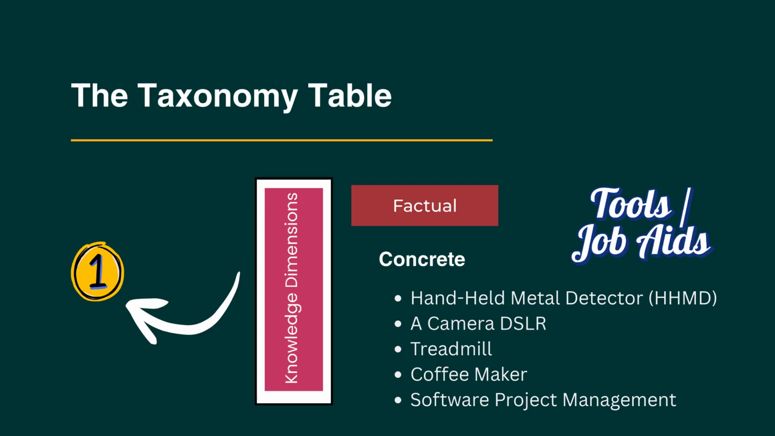4. A coffee maker, where knowing the components and steps is the first layer of learning. 5. Software project management tools, where learners must first learn the terms, features, and menu elements before applying them in projects. Each of these examples shows that the more concrete the tool, the easier it is to explain and use as a job aid. Once learners master these facts, we can move forward to conceptual knowledge, understanding how these elements connect and work together.